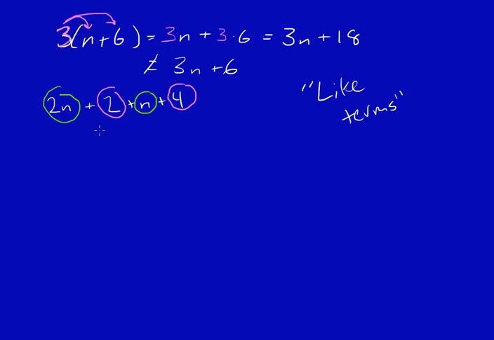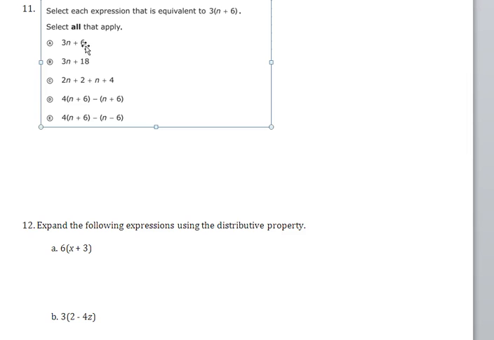So we can combine the green ones, the ones with the n's, and the pink ones, the ones without n's, but we can't combine the green with the pink. So that would be 2n plus just one n right here. That would be 2n plus n is 3n. And then here we have 2 plus 4 is 6. So 3n plus 6 is exactly the same as A, which we know is not the right answer.